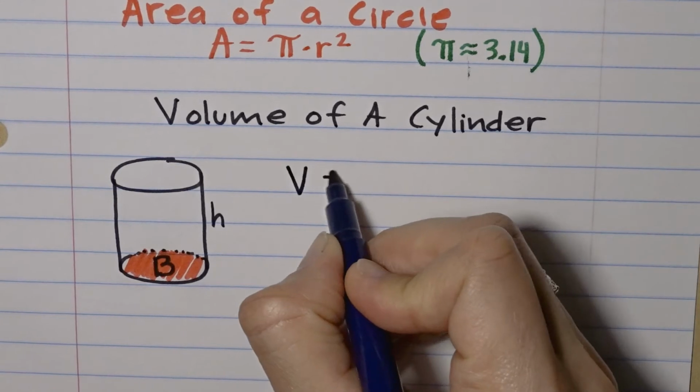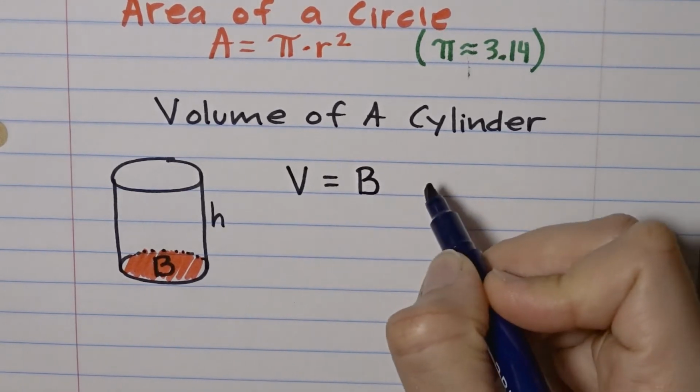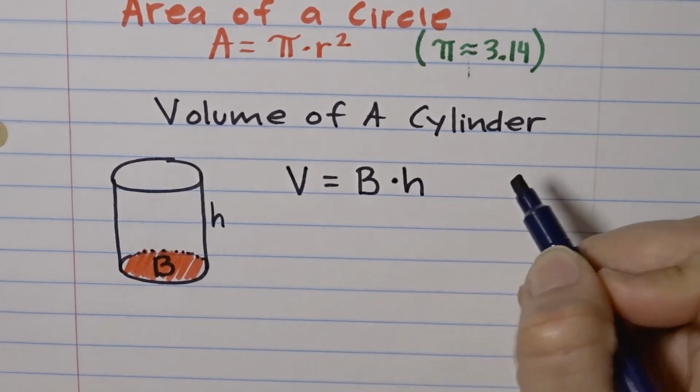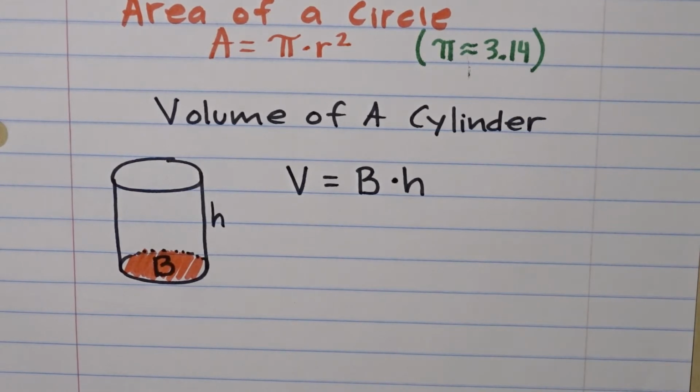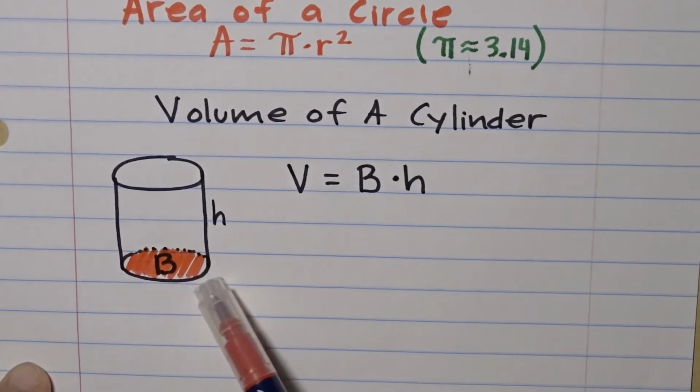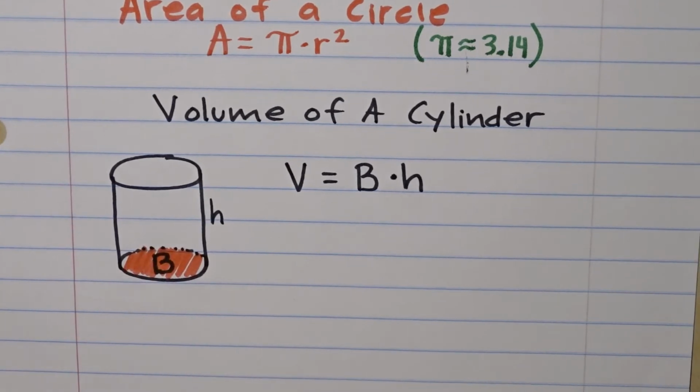So the volume is going to be capital B times H. Now it's very different from lowercase b, because lowercase b is strictly length. Capital B is the entire space, which is the whole area of the bottom. So in geometry, capital B is an area calculation. Lowercase b is just a length on the bottom of a shape as the base.